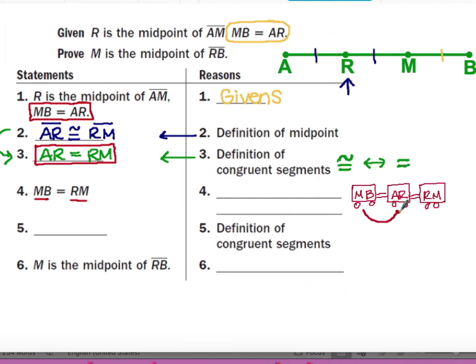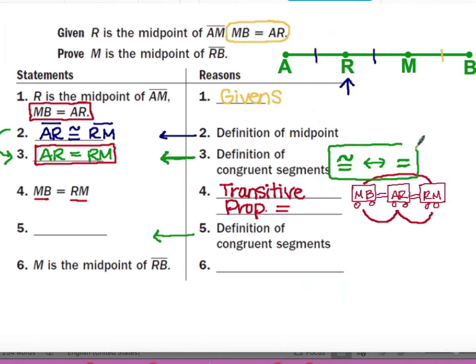Since MB was equal to AR and AR was equal to RM, we can say that MB is equal to RM by the transitive property of equality. For the next line, our clue is that the reason is definition of congruent segments. Remember, we just did that in this third step up here, and I told you that definition of congruent segments is used to switch between congruent and equal signs. So that's your clue. Switching from congruent to equal signs or back again is what we'd be looking for.